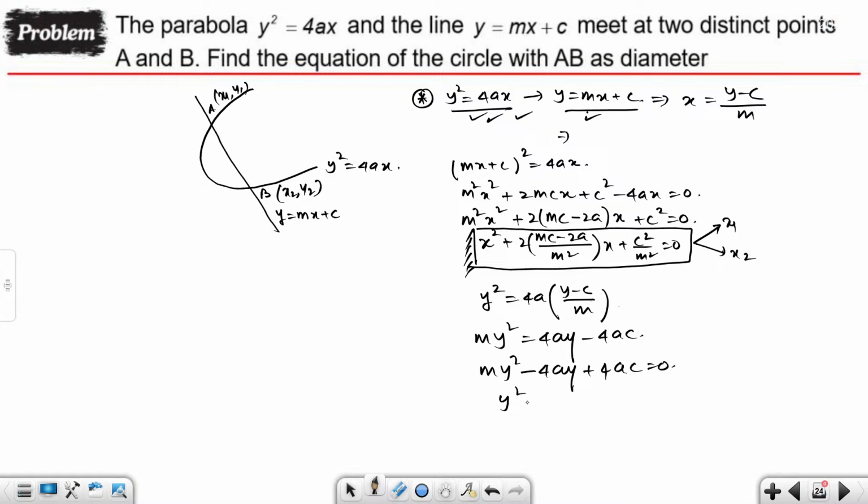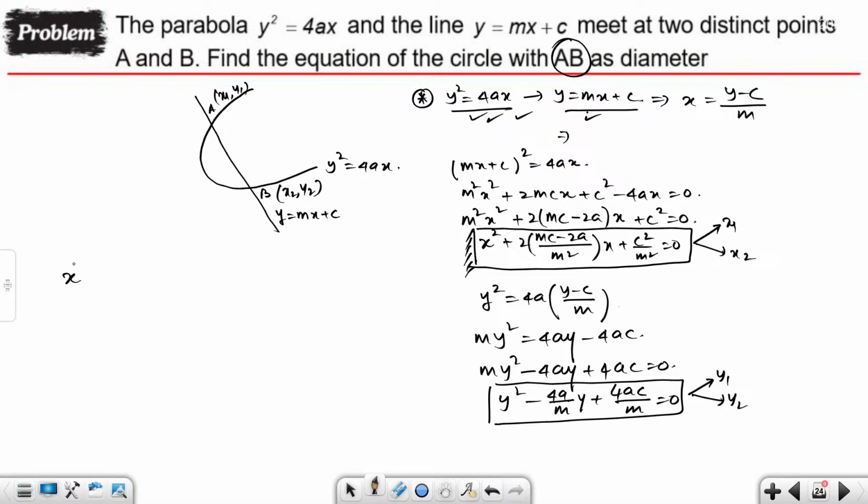Divide by m. Again, we got another equation involving a quadratic equation in y. Now, if I solve it, I'm going to get y1 and y2. But again, I will not solve it. Why should I? Now, what will be the equation of that circle with AB as diameter?